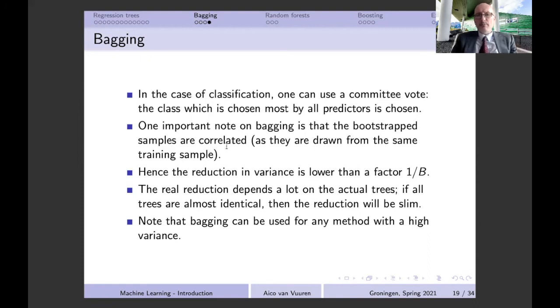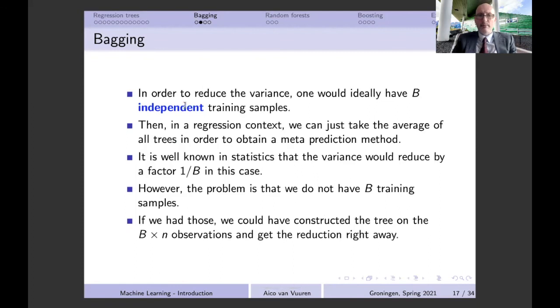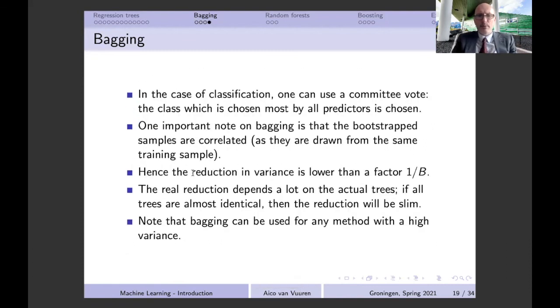One important note with respect to bagging is that the bootstrap samples are actually not independent from each other. What we started with is looking at independent training samples. Then we have seen that the variance is going to be reduced by a factor 1 over B. You should realize that that actually is not true at the moment that we do bootstrapping. The reason is that the bootstrap samples are not independent from each other. They are certainly correlated with each other, because in many situations they actually have exactly the same observations. So therefore, they are not uncorrelated, and also not independent from each other.